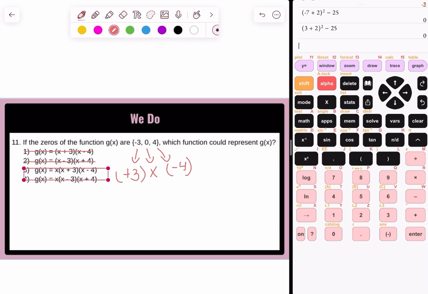The zero, the solution that you end up getting, the original function will be that inside parentheses, but the opposite of whatever sign we have.